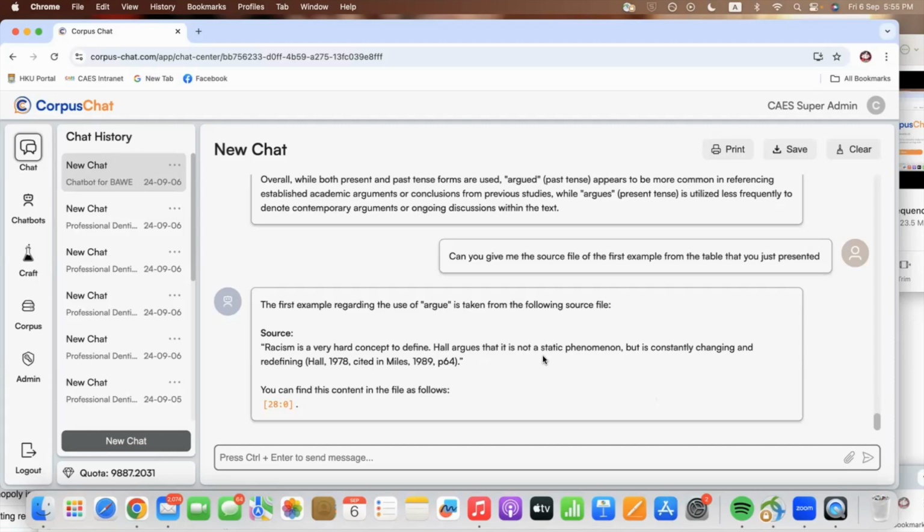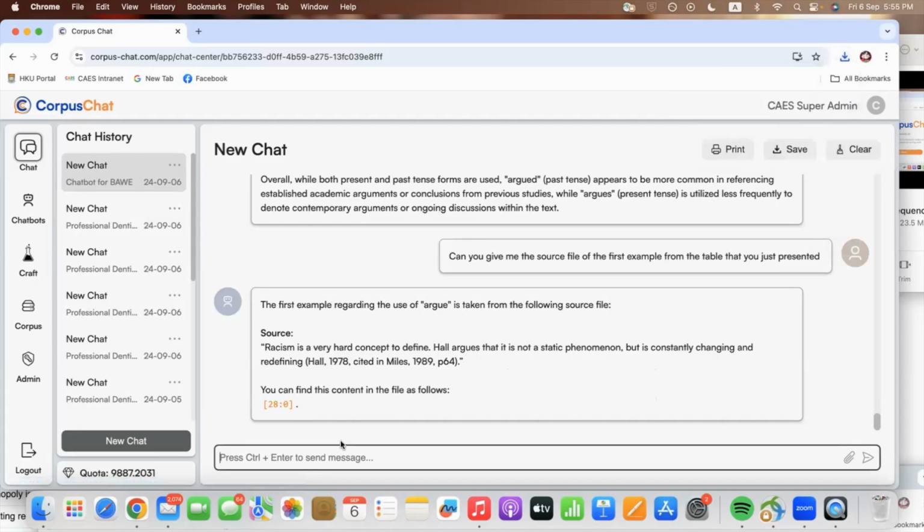and we know for this example, argue is actually referring to a literature, referring to a scholar arguing something, it is not a static phenomenon. And it is used in present tense. And then you can actually click this and then download the source file. Okay, you can click it and then you can download the cited file, which is actually from this real corpus.